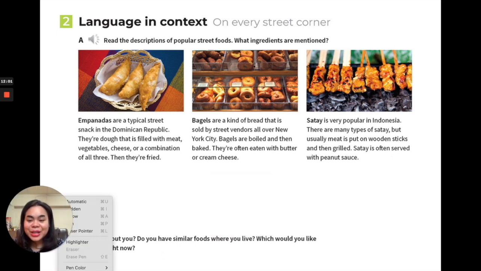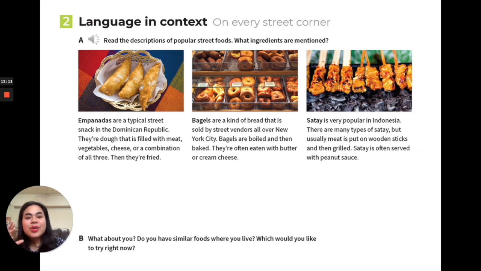Okay, as you can hear, these are a list of street food, but let's see, they ask you to notice the ingredients, right? So we first start with empanadas, okay? With empanadas, where's the origin? Like, where in the world can we find empanadas? Well, you can find them in the Dominican Republic, okay? Do you know which continent it is? South America, okay?